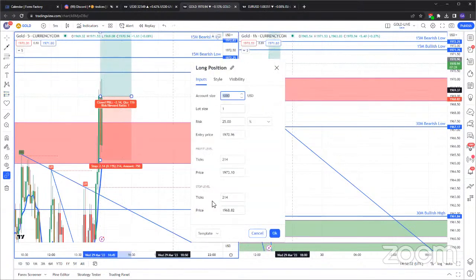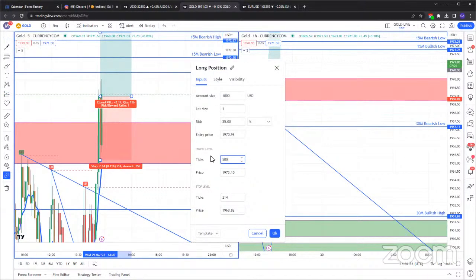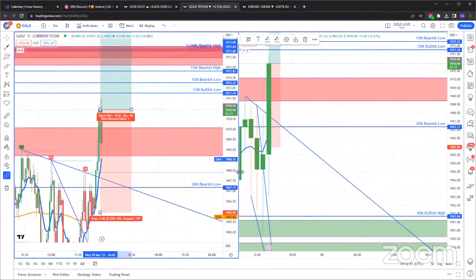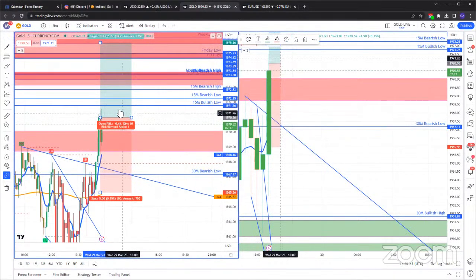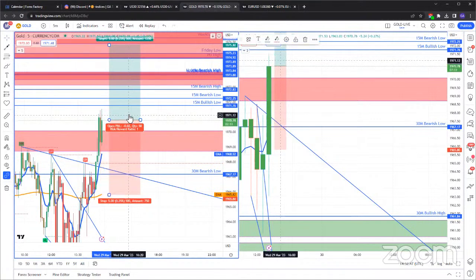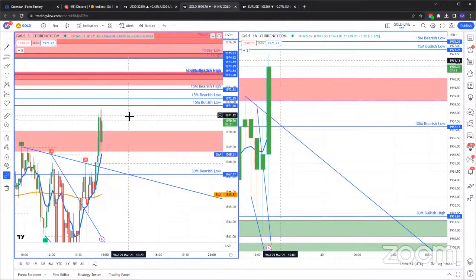You would have been in a little bit of drawdown. But I wasn't looking for either buys or sells on gold. Gold was all over the place for me. That would have been the buy for gold. That's how you'd have entered that buy for gold. But we are not in that trade.